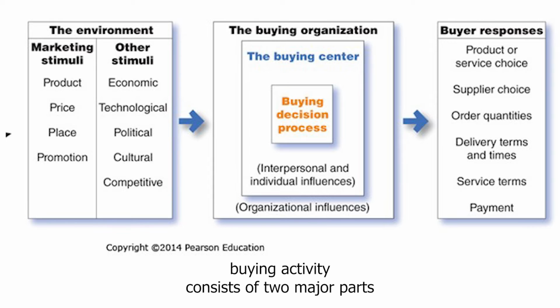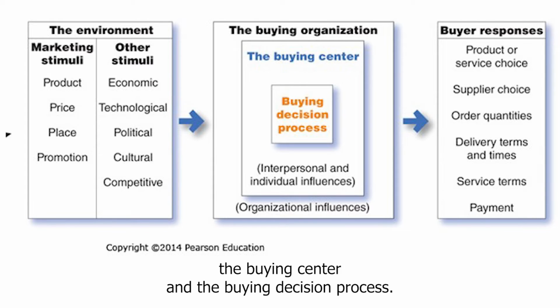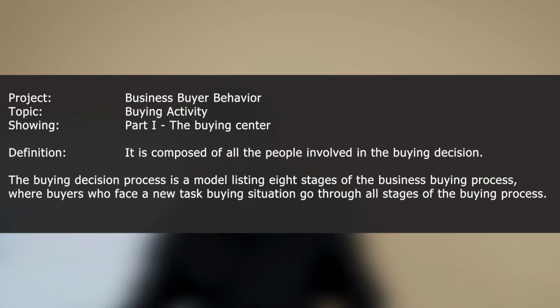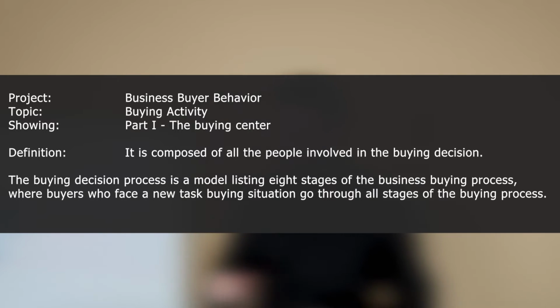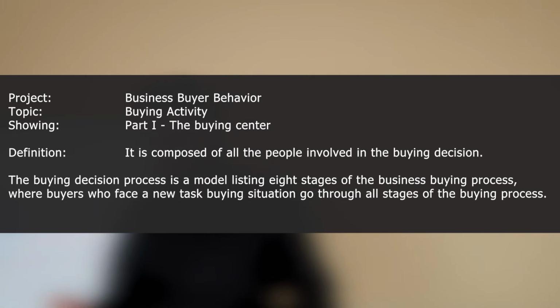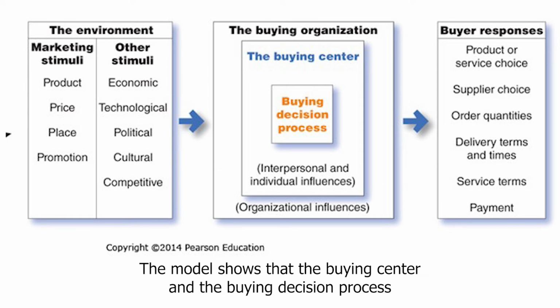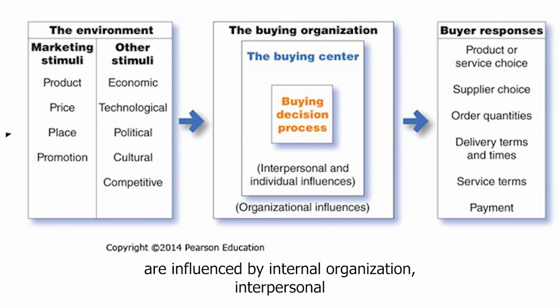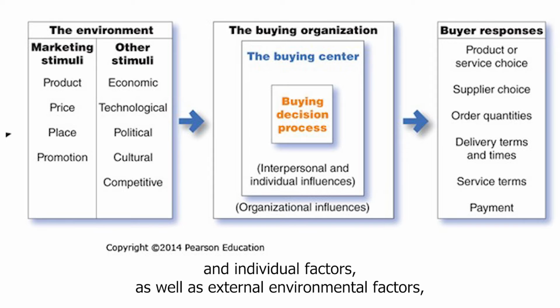The buying activity consists of 2 major parts: the buying center and the buying decision process. The buying center is composed of all the people involved in the buying decision, while the buying decision process is a model listing 8 stages of the business buying process, where buyers who face a new task buying situation go through all stages of the buying process. The model shows that the buying center and the buying decision process are influenced by internal organization, interpersonal and individual factors, as well as external environmental factors.